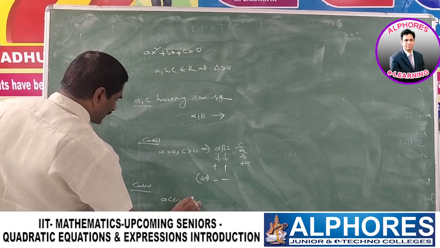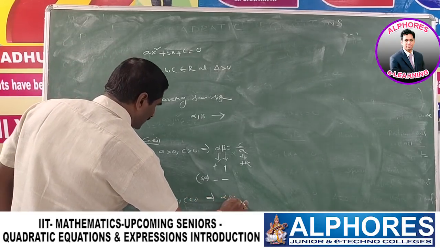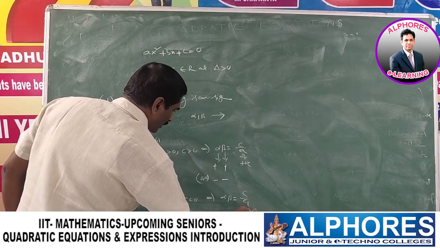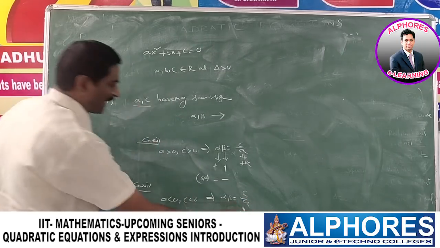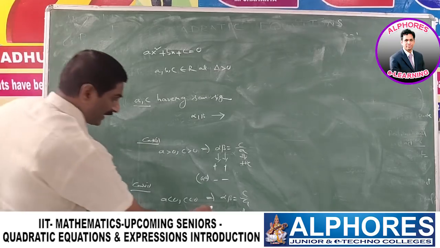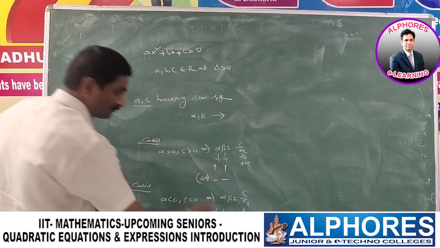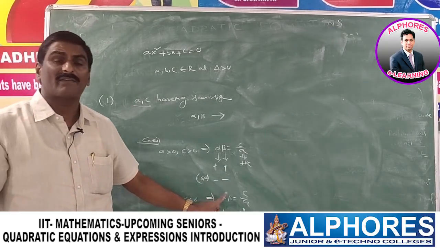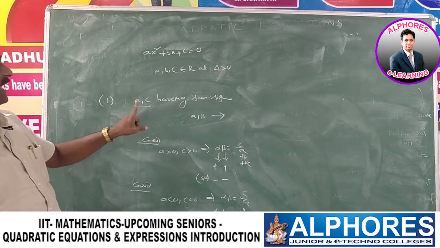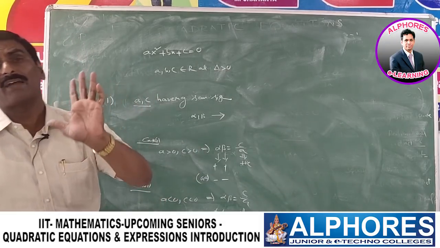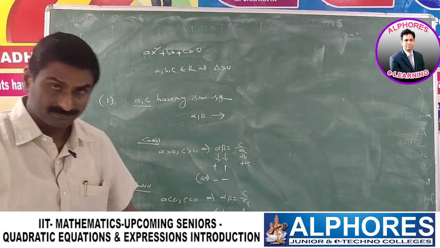Suppose A less than 0, C less than 0. Then the product of the roots alpha beta is equal to C by A. It is also positive, since negative by negative is positive. It is possible when plus plus or minus minus. That means both roots have the same sign. If A and C have the same sign, then both roots have the same sign. It is the first property.